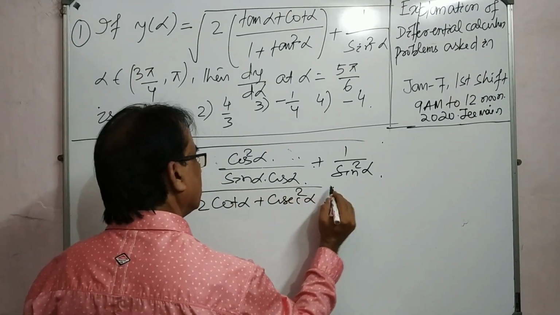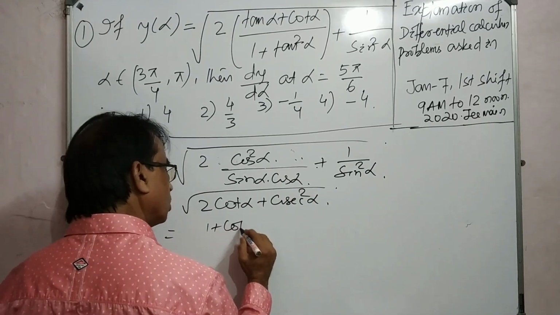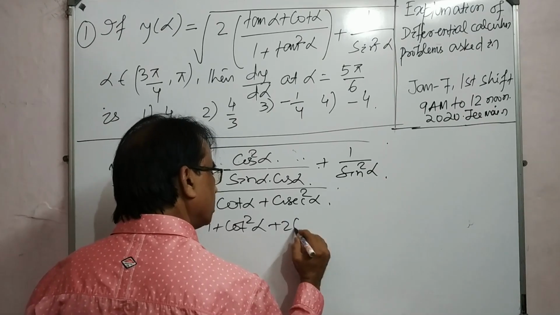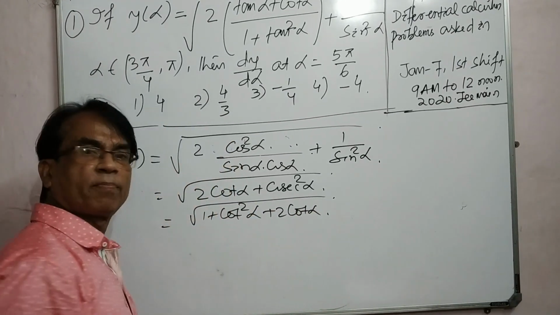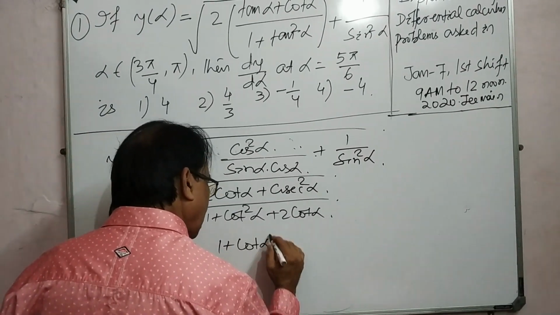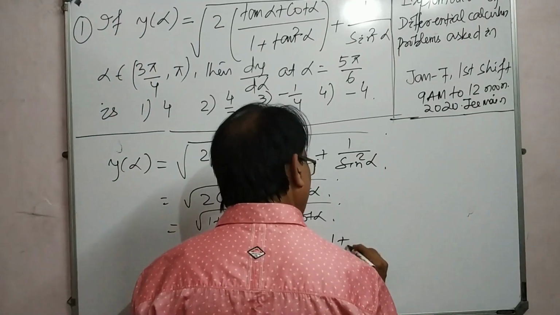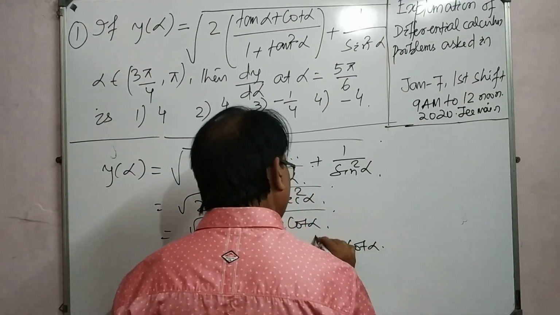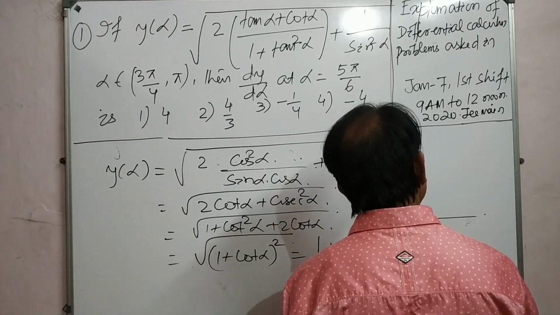Now here what do we see? Cos square alpha into 1 plus cot square alpha plus 2 cot alpha, and we see it is a perfect square, a plus b whole square, and it is 1 plus cot alpha whole square, and you know that it is modulus of 1 plus cot alpha.